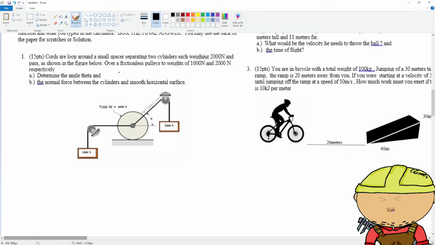For our first question, this will be a static problem. I'm seeing the diagram. It looks like a static problem. Cords are looped around small spacers separating two cylinders. I'm going to write 4,000 Newton, 2,000 Newton, 1,000 Newton. Two cylinders weighing 2,000 Newton each pass as shown in the figure. I don't know why there are two cylinders. Probably this is the front view. 4,000 Newton over a frictionless pulley to weights of 1,000 Newton and 2,000 Newton. Determine the angle theta and the normal force between the cylinders and the movement.